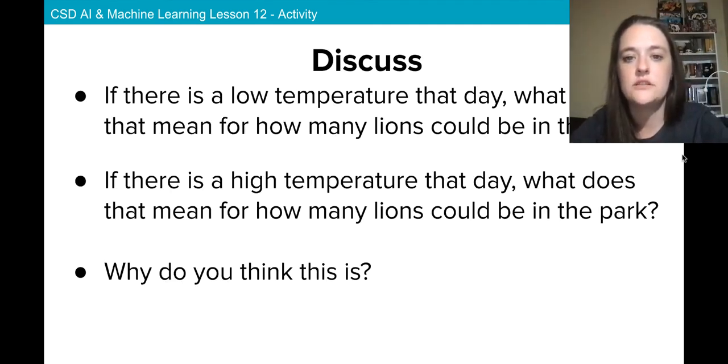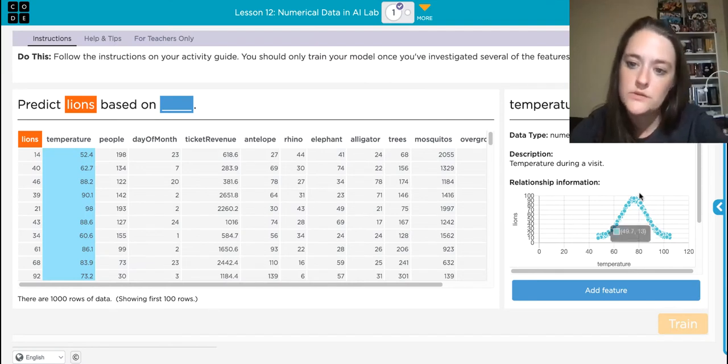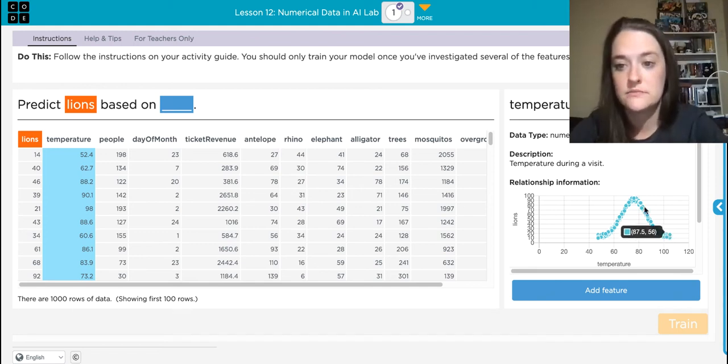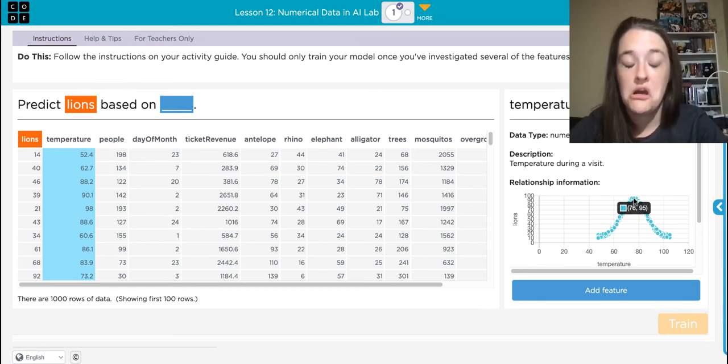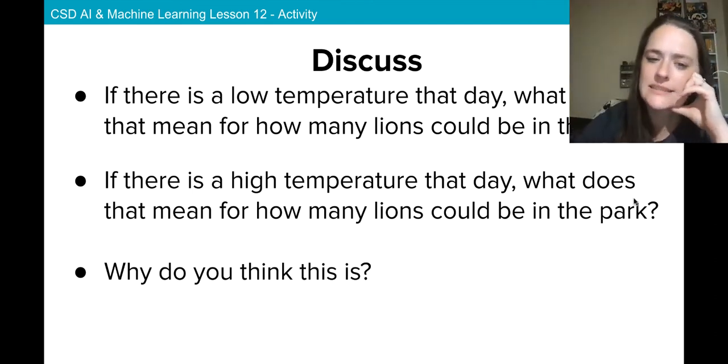Those are: if there's a low temperature, what does that mean for how many lions could be in the park? Low temperature, low number of lions. High temperature, low number of lions. Decent temperature, high number of lions. Okay, why do you think this is?